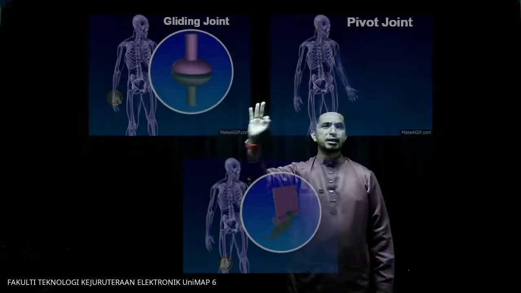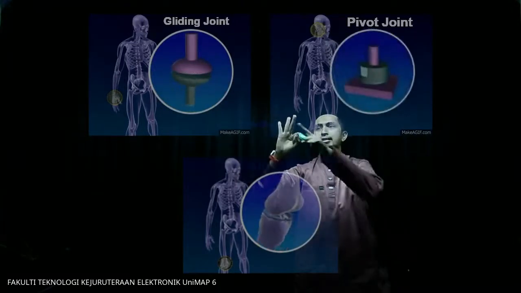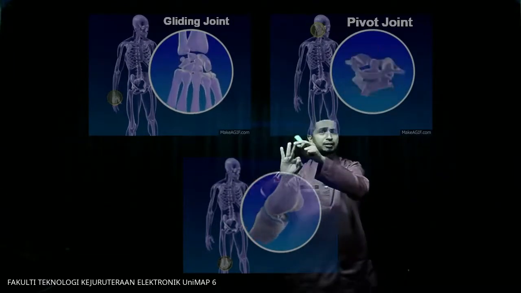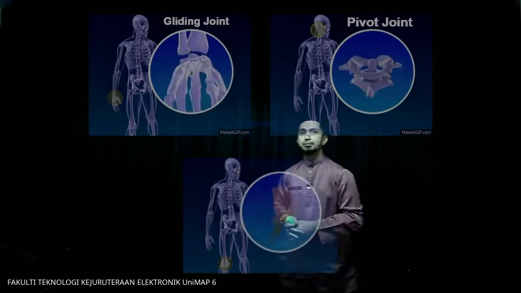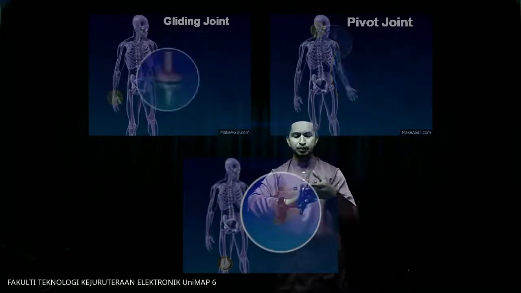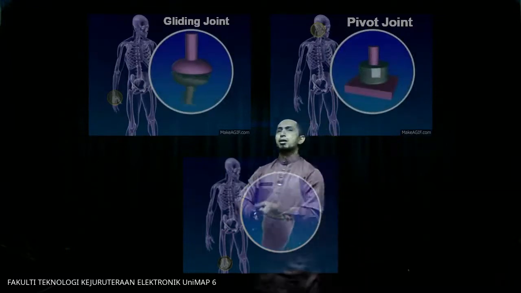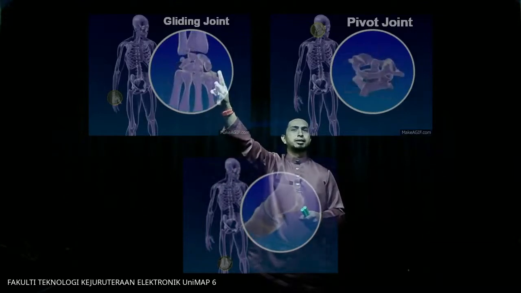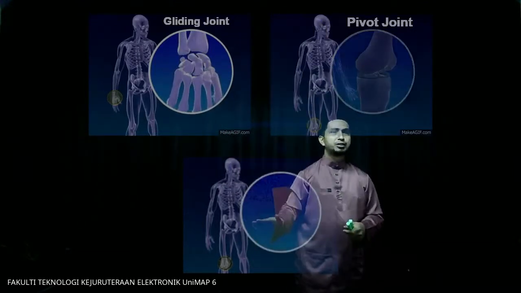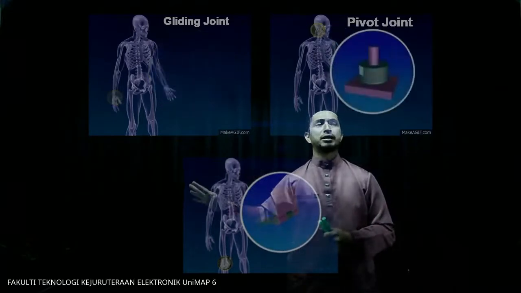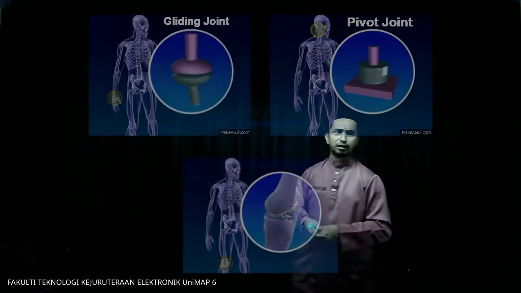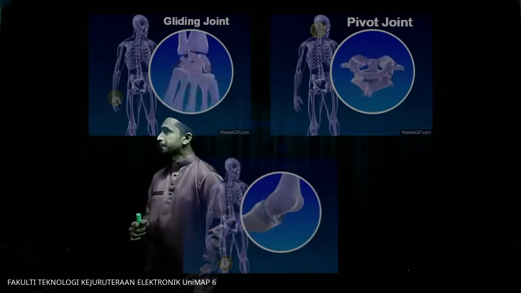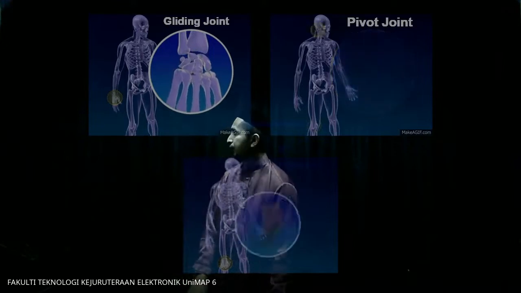If you cannot remember the scientific term, you can also state these 3 types: immovable, slightly movable, and freely movable joint. But when I ask you to give a few examples of freely movable joint, this is the answer: gliding joint, pivot joint, hinge joint, condyloid joint, saddle and socket joint. So there are a few examples of freely movable joint. Okay, let's look further.